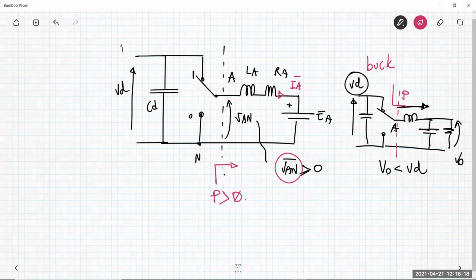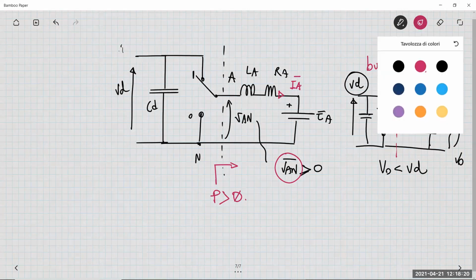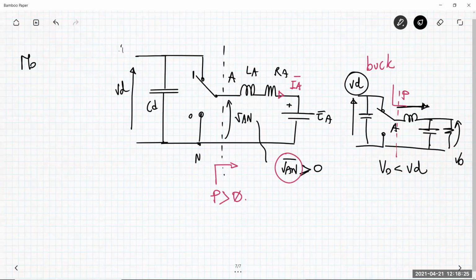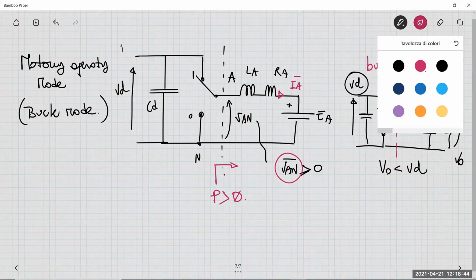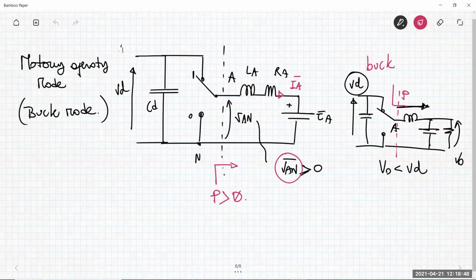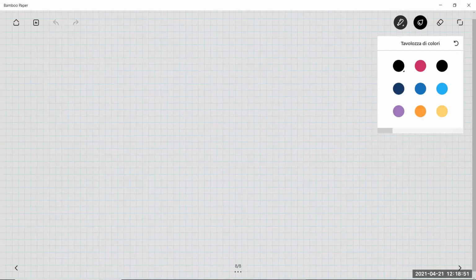This is why these circuits drive the motor in the motoring operating mode. Sometimes it's also called the buck mode. Okay, we are providing power. What happens when the current flows in the opposite direction? So what happens when the current is negative, the average current negative?